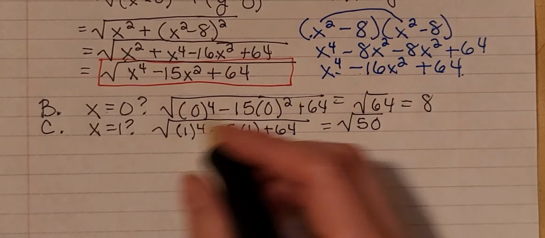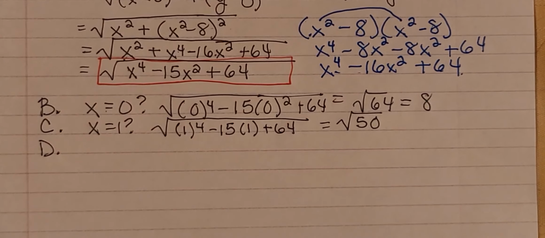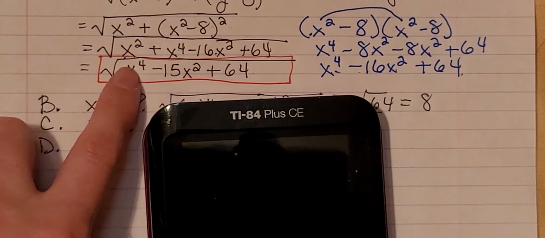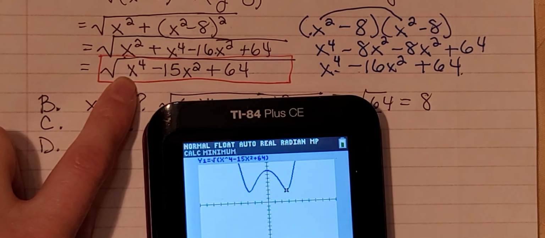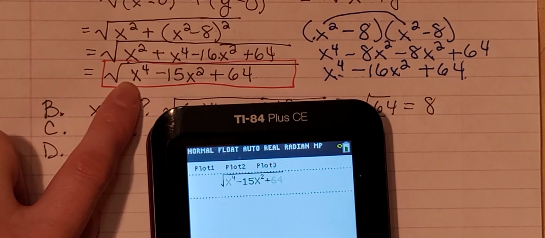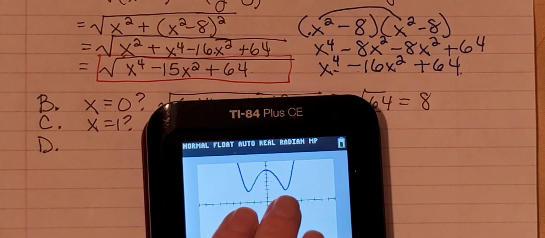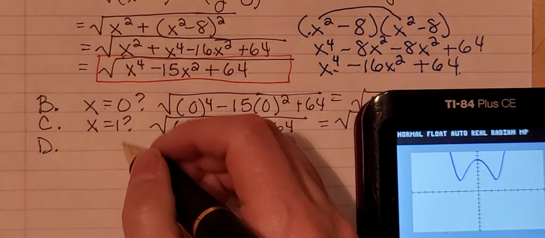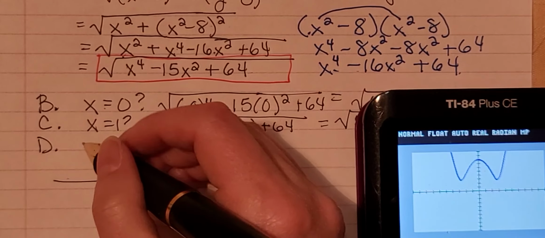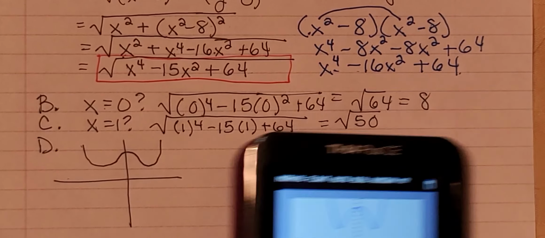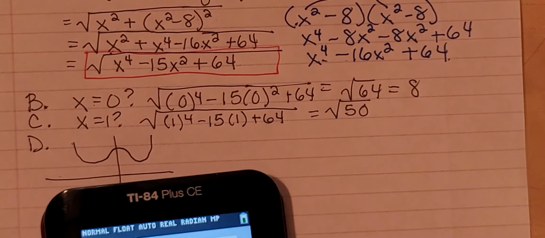Okay, question D. Use the graphing utility to graph the function. So we're going to graph this function in the graphing calculator. I had already pre-graphed that. You just type your equation into the y equals, hit the graph button, and there's your picture. You just draw a mini picture on your paper. It doesn't have to be exact, just draw close to what you have.